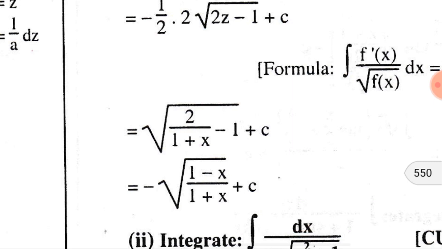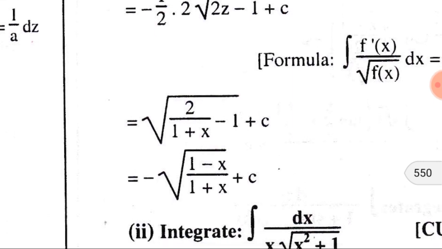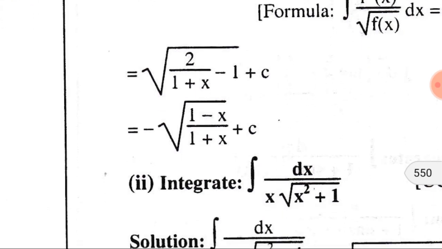Now again, putting the value of z, we get square root of 2 divided by 1 plus x, minus 1, plus c, where c is the integral constant. And after calculation, we get square root of 1 minus x whole divided by 1 plus x, plus c.